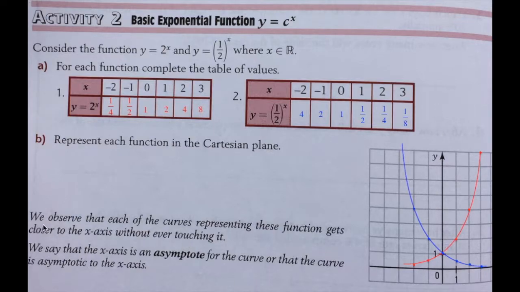Very interesting. So we observe that each of the curves representing these functions gets closer to the x-axis without ever touching it. Okay, that means that the x-axis is an asymptote. We say that the x-axis is an asymptote for the curve, or the curve is asymptotic to the x-axis. And that's it for activity 2.